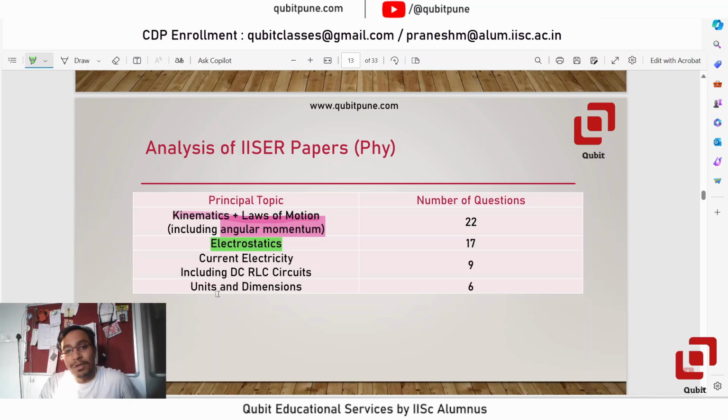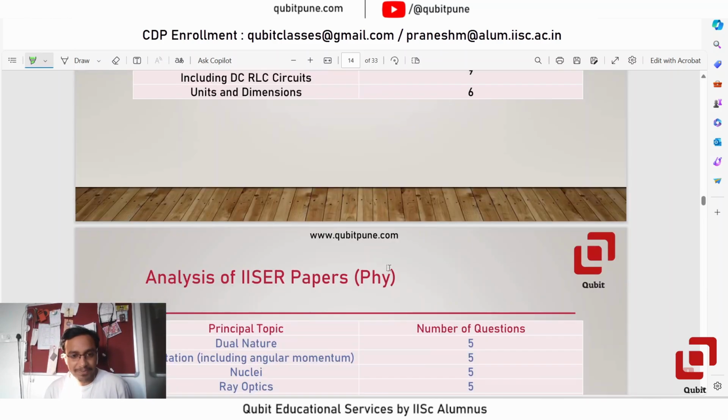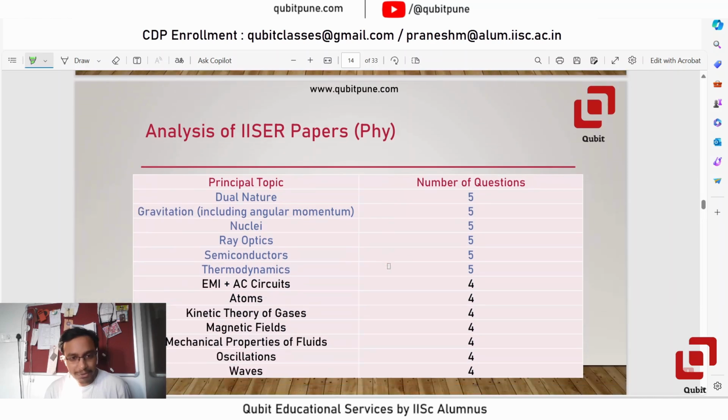Or they will also give you the fundamental constants, say Planck's constant, speed of light, mass of electron, charge of an electron, and then they will ask you something else based on that, permittivity, permeability, that stuff. So the good news is that units and dimensions is an easy topic, but there have been around 6 questions, so roughly 1 question per year. Okay, let's now go to the other topics.